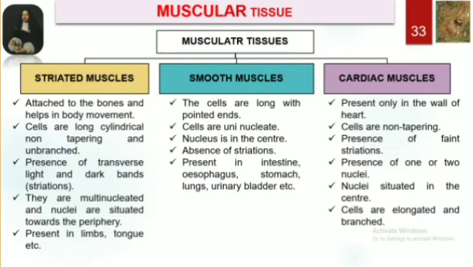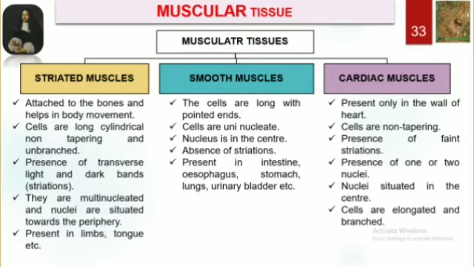Let us see the difference. Striated muscles are attached to the bones and help in body movement. Cells are long, cylindrical, non-tapering, and unbranched. They are multinucleated and nuclei are situated towards the periphery. Presence of transverse light and dark bands gives them the characteristic name striated muscle. They are present in the limbs, tongue, etc.